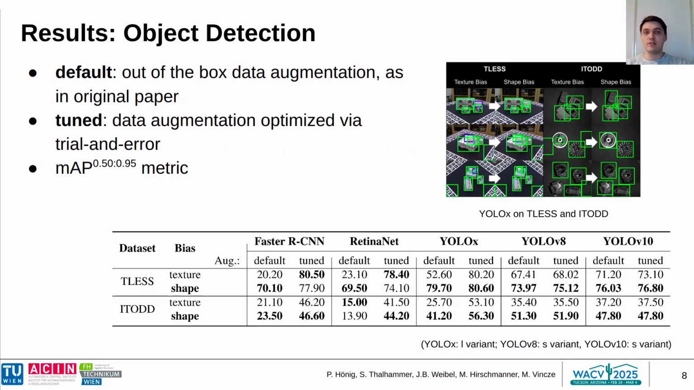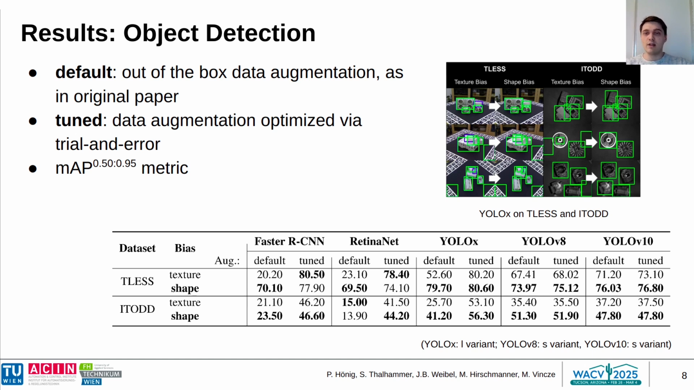Based on the findings related to image classification, we continue with experiments on 5 object detectors, namely FasterRCNN, RetinaNet, YOLO-X, YOLO-V8 and YOLO-V10. For each of the detectors, we report the mean average precision of 2 cases. First, the default case, which means that the out-of-the-box data augmentation is used that is presented in the respective paper. Secondly, there is the tuned variant, which refers to optimized data augmentation for the shape bias induction. More information on the relationship between online data augmentation and texture randomization is given in the ablations.